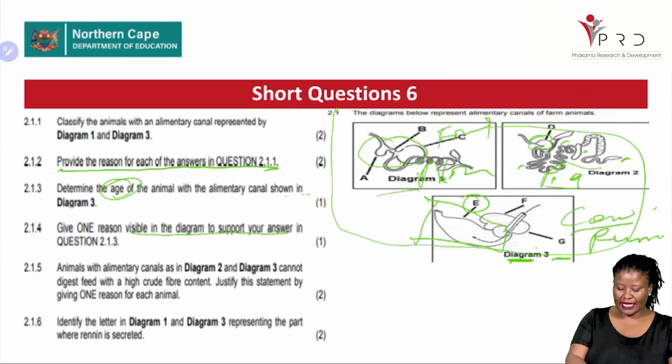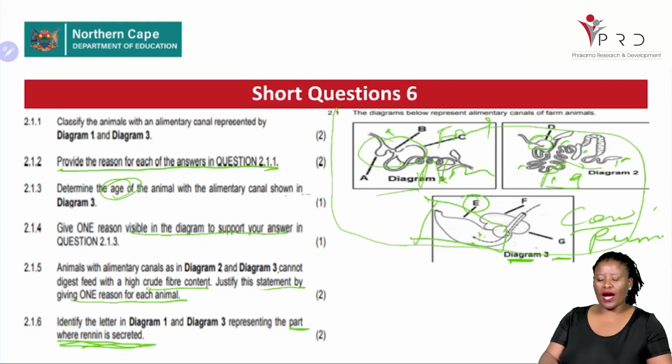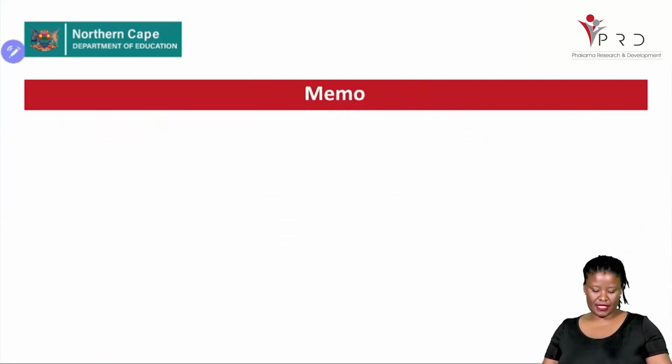Animals with alimentary canals as diagram 2 and diagram 3 cannot digest feed with high crude fiber content. Justify this statement by giving one reason for each animal. Why can diagram 2 and diagram 3 not digest food containing crude fiber? Identify the letter in diagram 1 and diagram 3 that represents the part where renin is secreted. So it is important and wise to know all the alimentary canals.